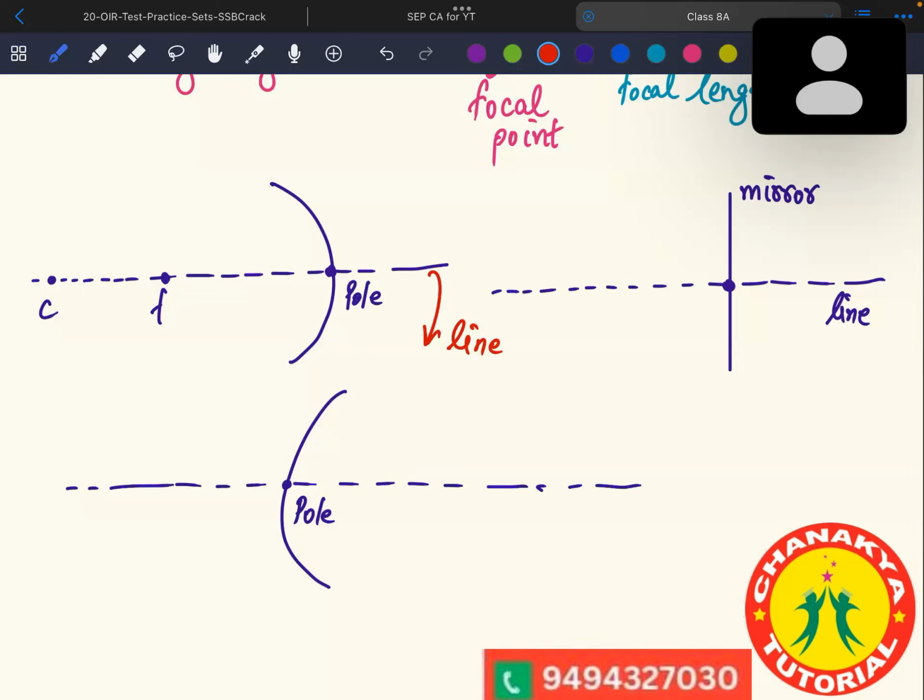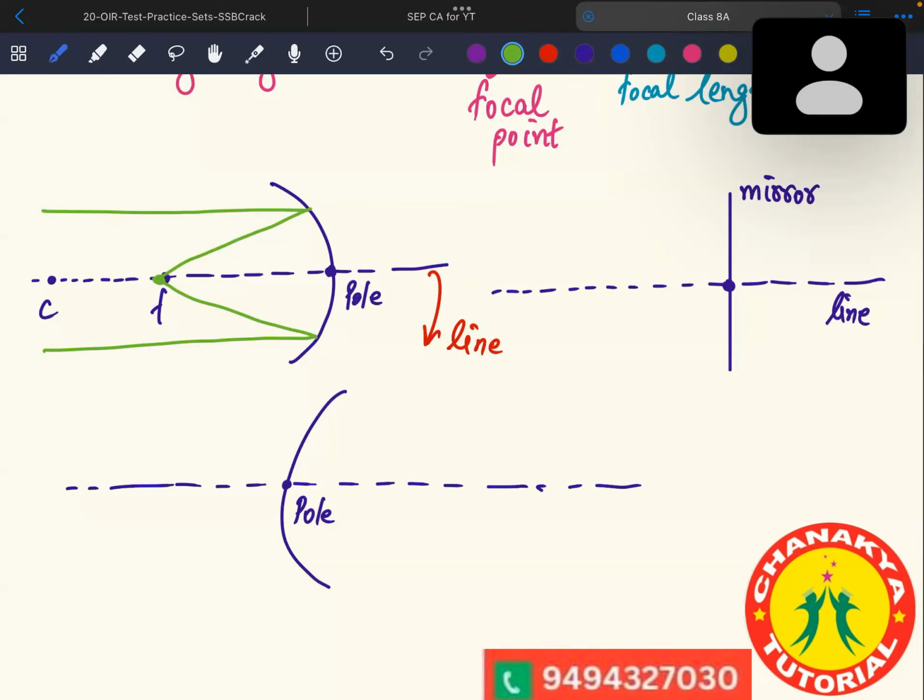And why are we taking this line? Because let's say a ray is coming from up and a ray is coming from down, these rays will always focus on this focal point. The line breaks the mirror into two parts, and the point lies on it.